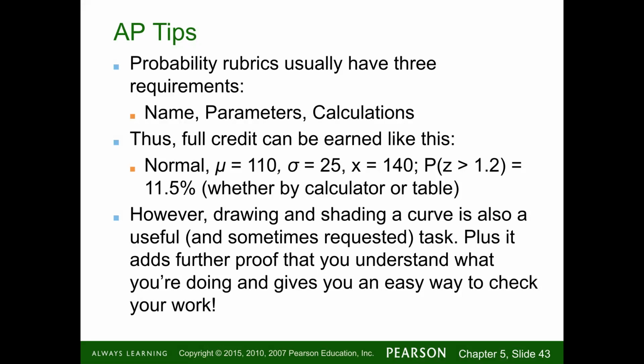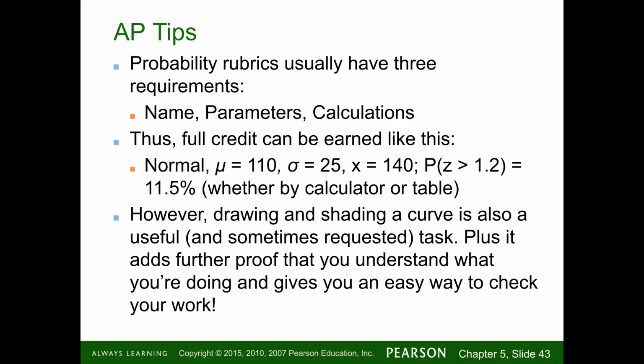These are some AP tips that'll help you guys on the AP exam. This is the most important part for you guys. Probability rubrics usually have 3 requirements. You have to have the name, parameters, and calculations. Full credit can be earned like this. The normal, like you got to write this down. This has to be a habit. The normal is describing the distribution.